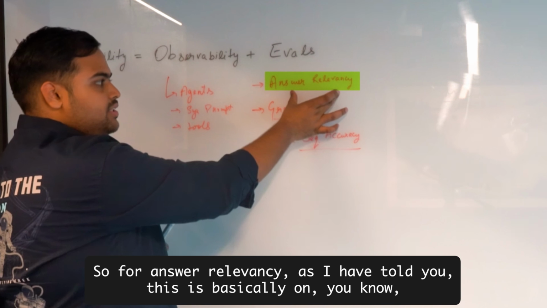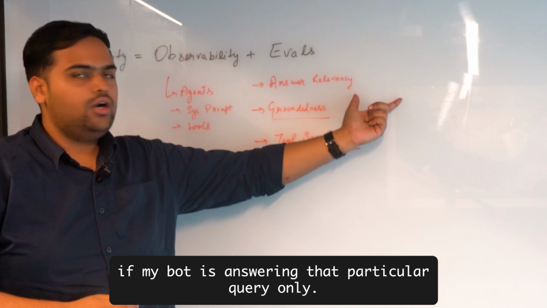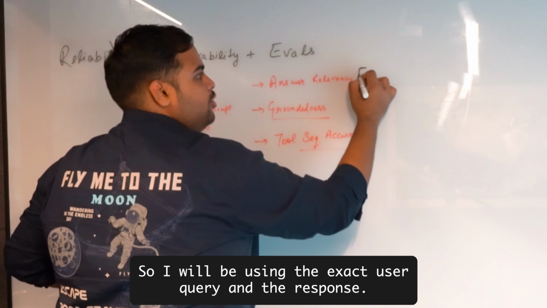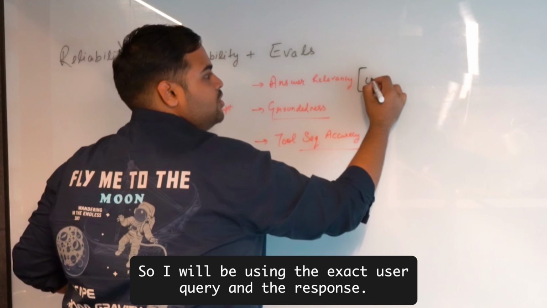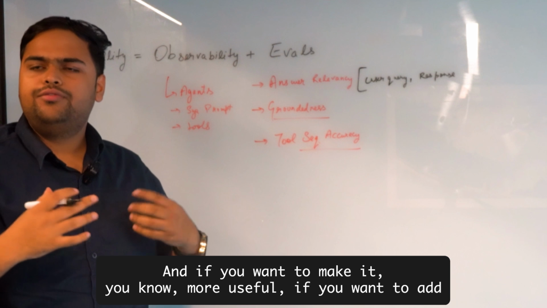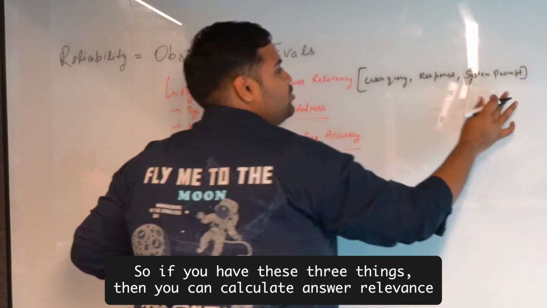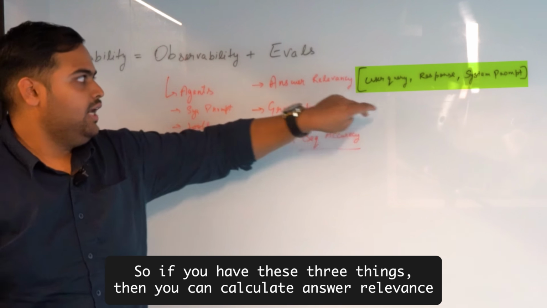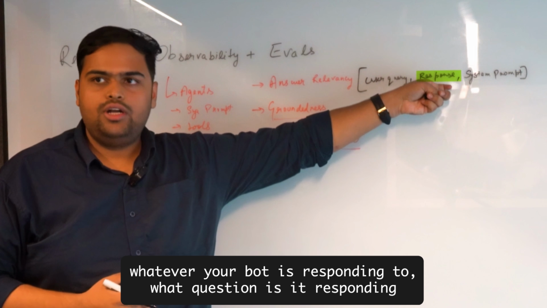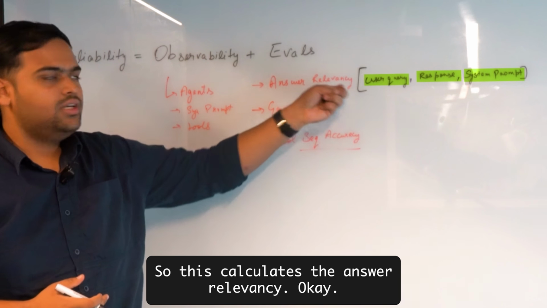For answer relevancy, as I have told you, it is basically about whether my bot is answering that particular query only. So I will be using the exact user query and the response. If you want to make it more useful and add more dimensions, you can also use the system prompt. With these three things you can calculate answer relevance, because it is based upon what your bot is responding, what question it is responding to, and what instructions are given to the bot. So this calculates answer relevance.